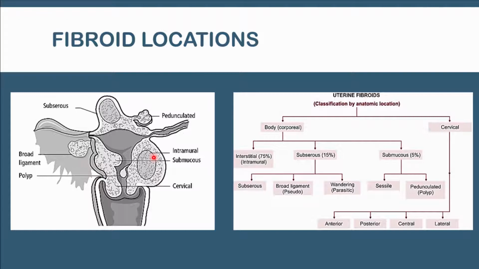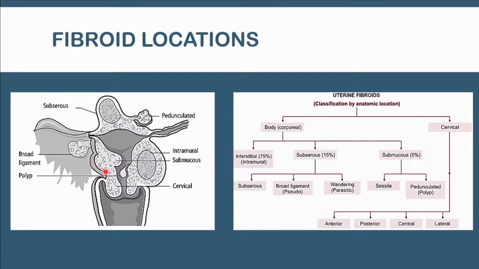So they could either be found inside the wall of the uterus, you refer to that as interstitial or intramural type of fibroids. These are going to be accounting for the majority of the fibroids. 75% of these are going to be interstitial or intramural, so within the walls of the uterus. Some of the fibroids could be just underneath the serous layer, so you call them the subserous layer, just underneath the peritoneum. Okay, subserous layer. These are going to be the second most common type.